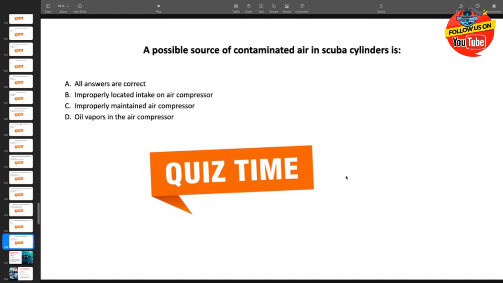And finally, Adam, a possible source of contaminated air in a scuba cylinder is?